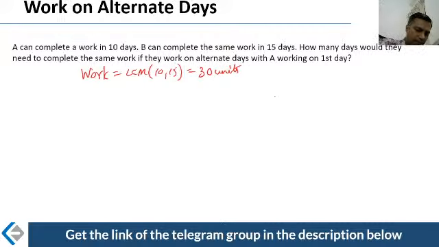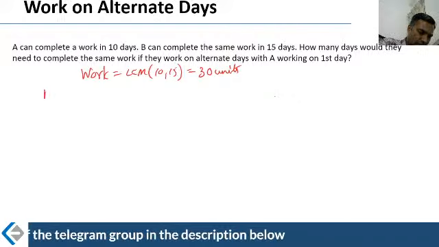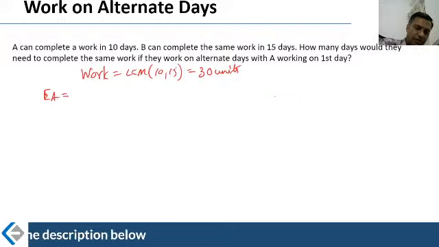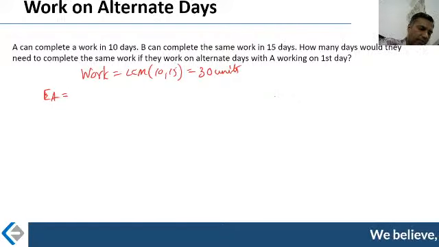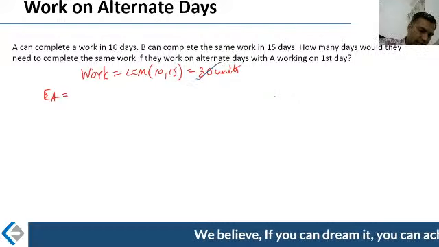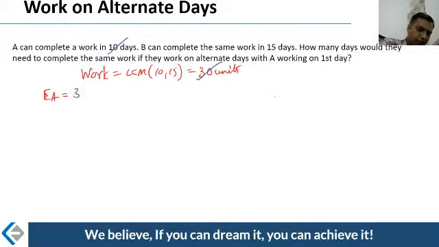Now listen, guys. What is the efficiency of A? By now, you would have got this. Efficiency of A is 30 divided by 10. Here 30 is the total, and A can complete in 10 days. Therefore, 3 units per day. What is the efficiency of B? Same, 30 units in 15 days, therefore 2 units per day.